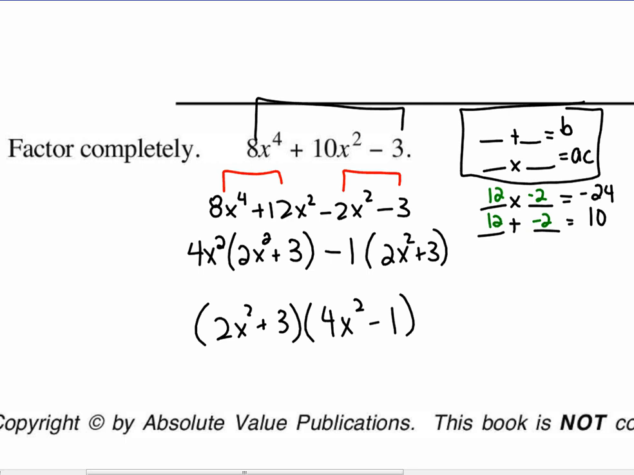Now this we're going to learn about tomorrow. We can actually factor further. But that's tomorrow's lesson.